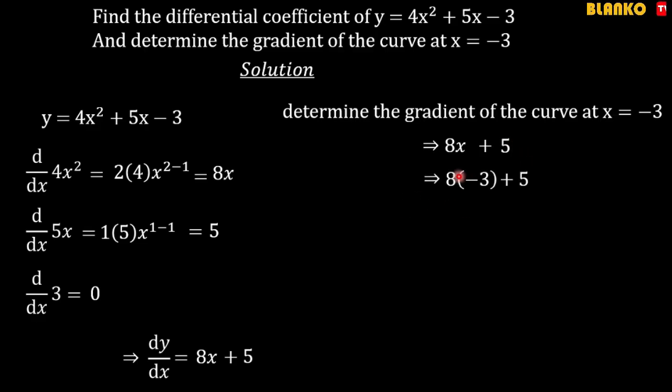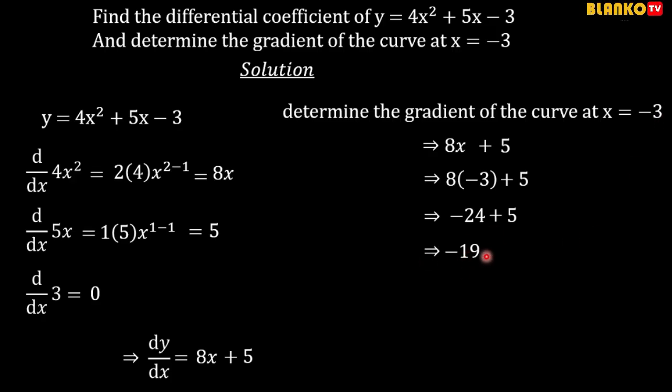So that is going to be 8 multiplying negative 3 plus 5, since x is negative 3. And that is going to be negative 24 plus 5, because 8 multiplies negative 3 to give negative 24. When you add negative 24 plus 5, we are going to get negative 19. So the gradient of the curve at x is equal to negative 3 is negative 19.